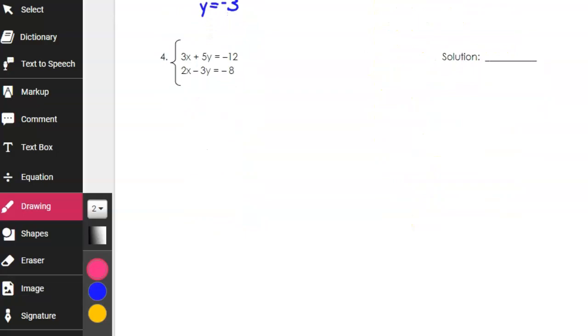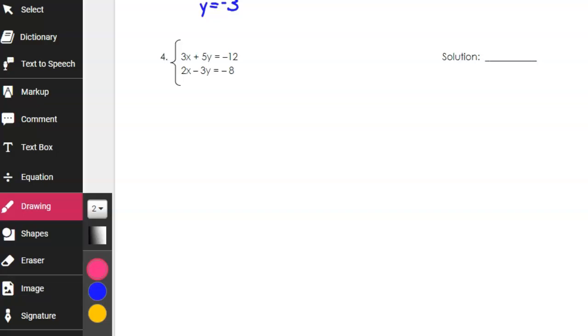Now example 4 is going to be similar in the sense that I'm going to get you started, and then I'm going to ask that you complete it on your own. In example 4, ask yourself if everything is aligned. Is everything aligned? Yes, everything is aligned. Ask yourself, do you have opposite coefficients for x or y? The answer is no, you don't.